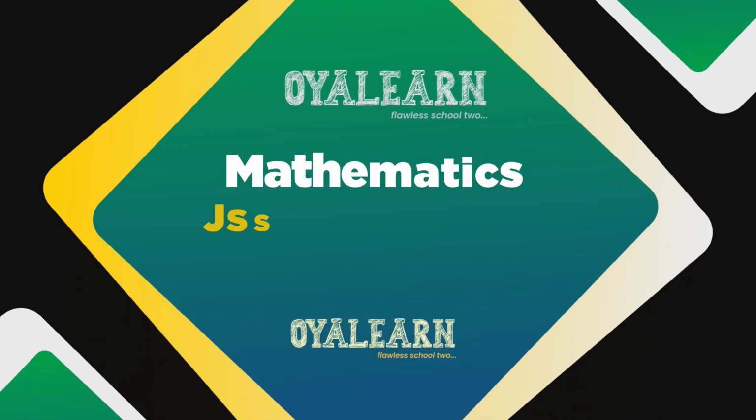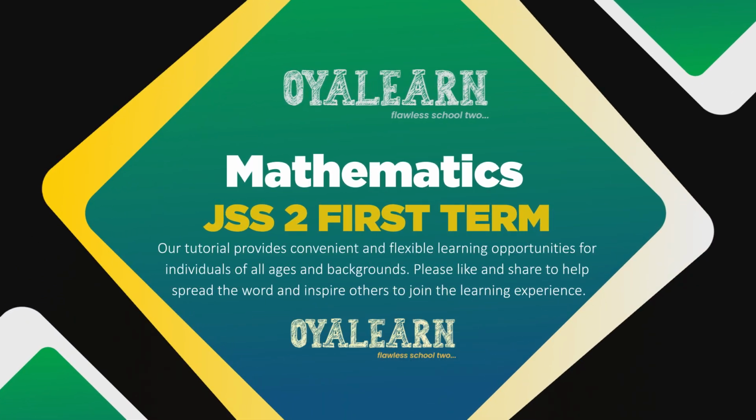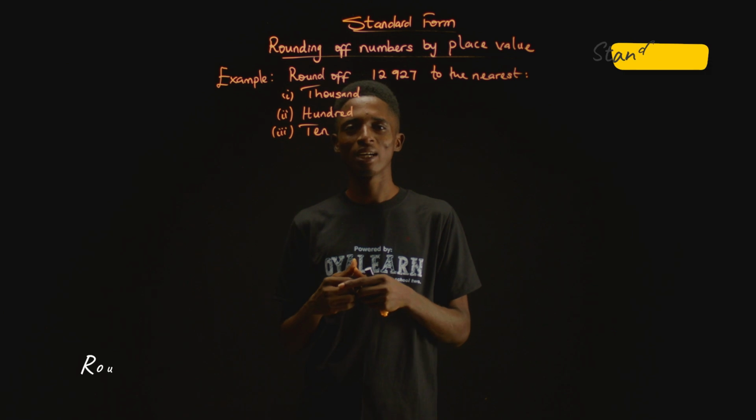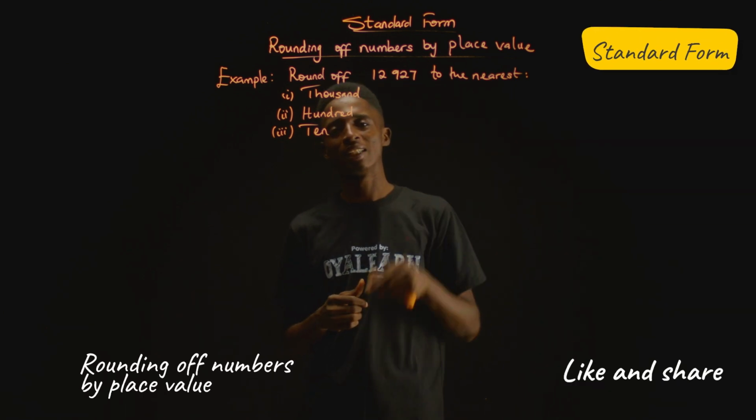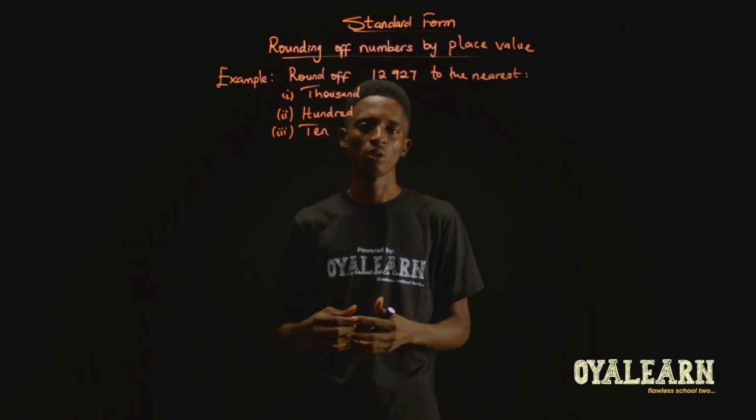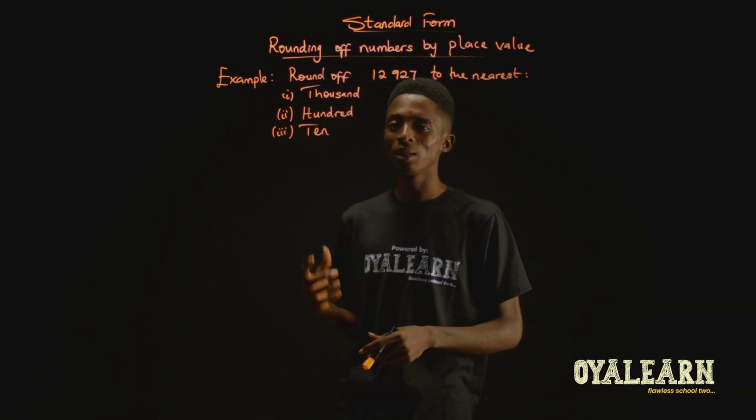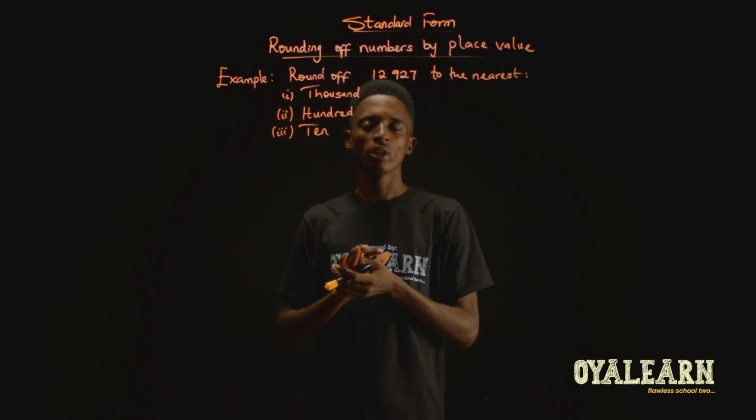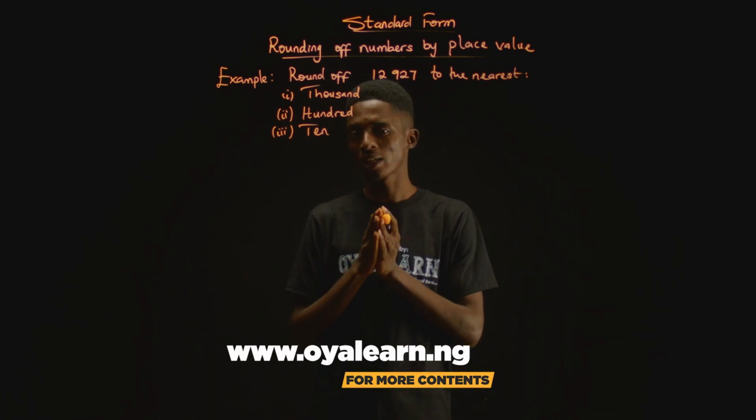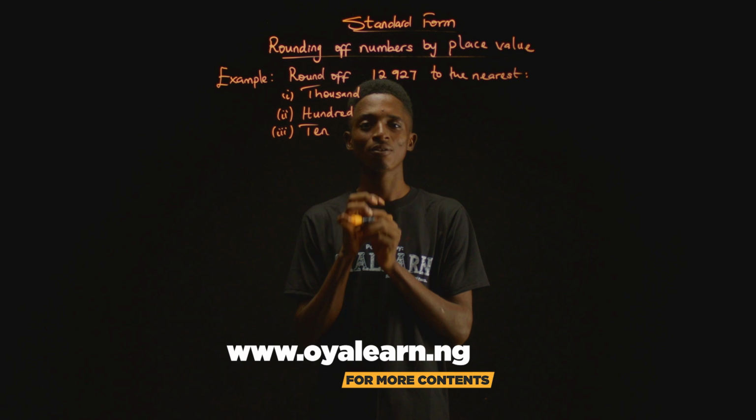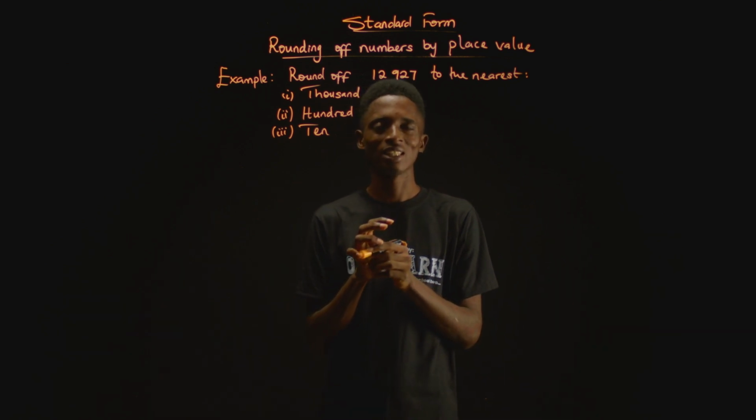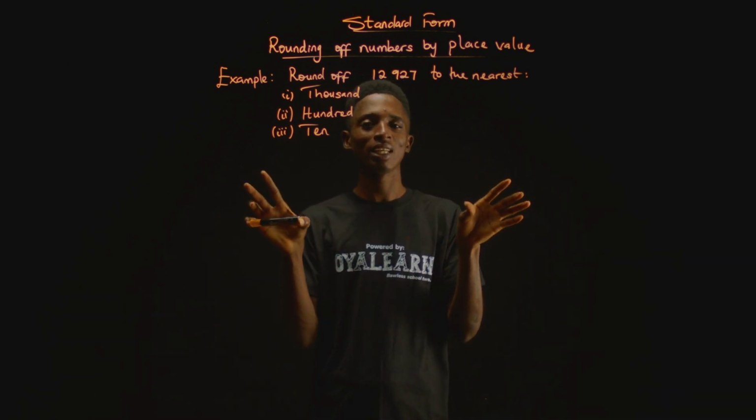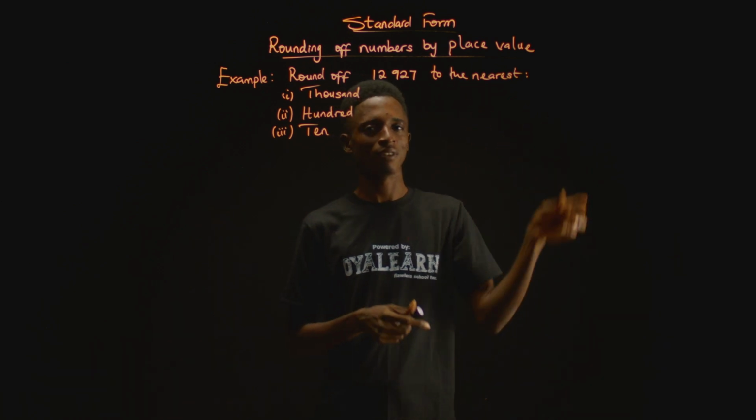Hello. Now let us apply the rules we have learned to round off numbers, but this time to the degree of place value. If you recall from the previous video, I mentioned that some of the things you need to do in order to round off a number without error is first to identify the degree of accuracy. And the degree of accuracy we are working with here is place value.